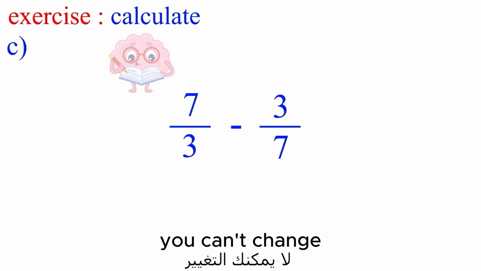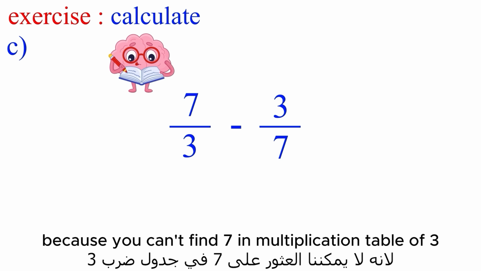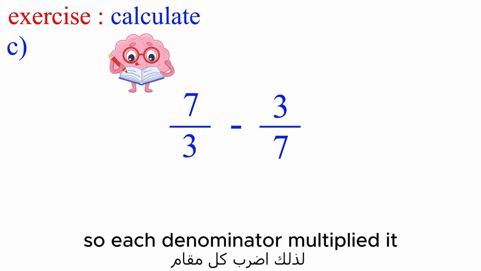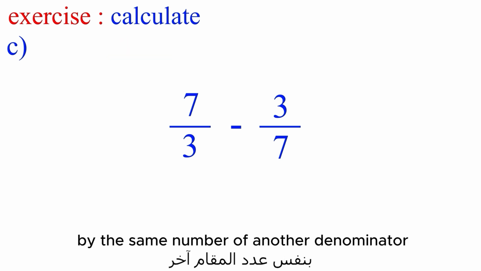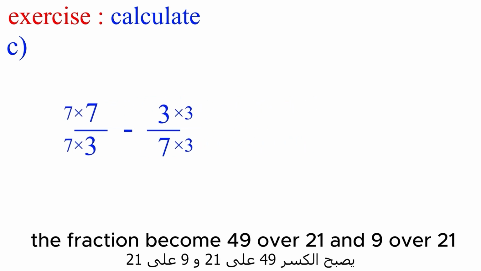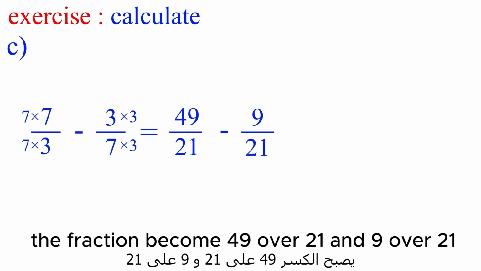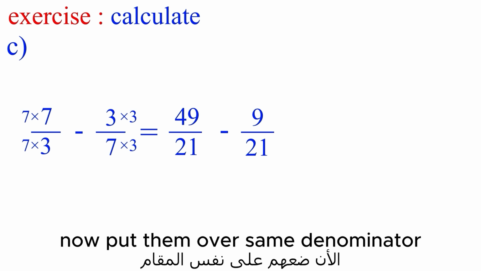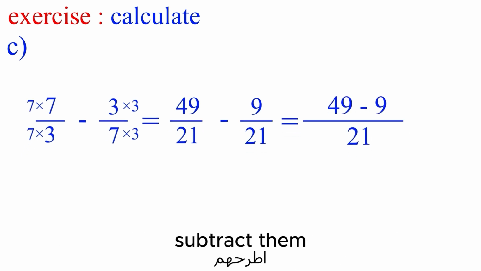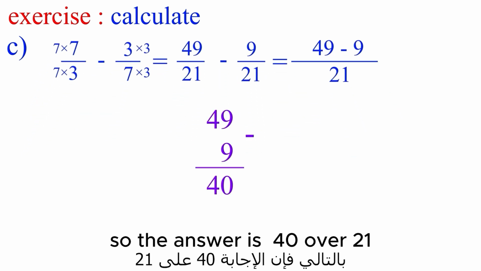Excellent. You can't change, because you can't find 7 in the multiplication table of 3. So multiply each denominator by the other denominator, and the fractions become 49 over 21 and 9 over 21. Now put them over the same denominator. Subtract them. So the answer is 40 over 21.